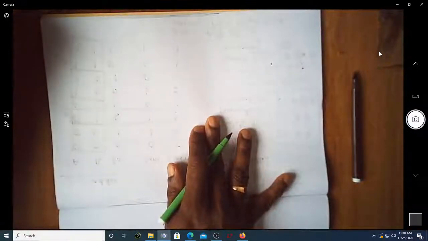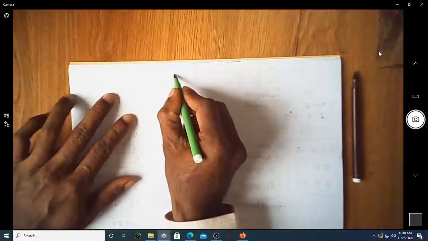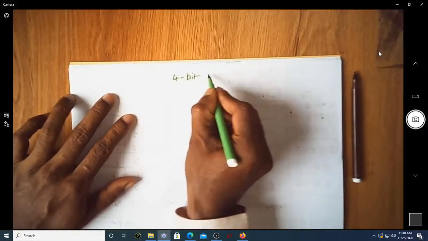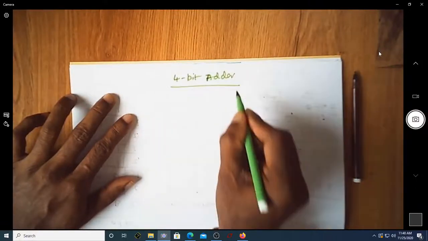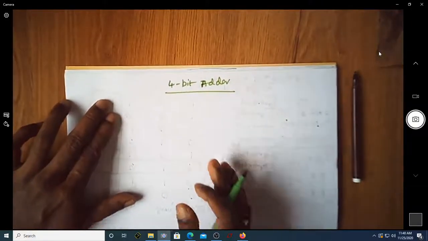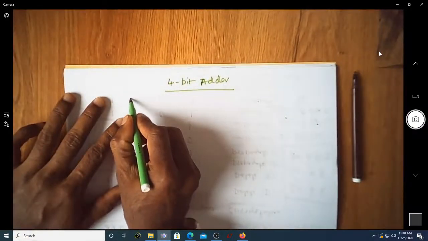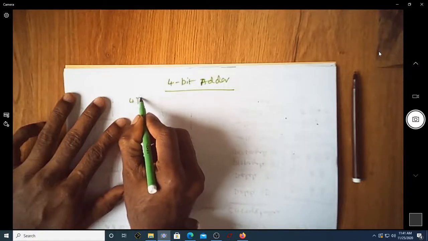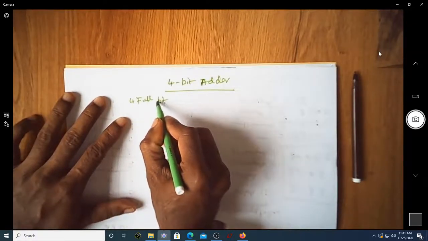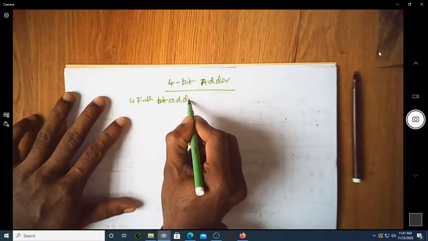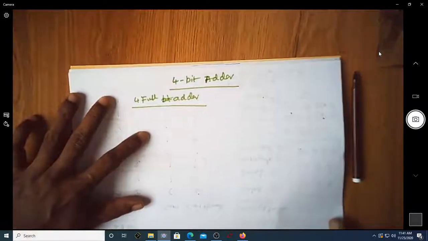So we'll just move on to implementing a 4-bit adder. Let me try to implement a 4-bit adder. When I say 4-bit adder, I'm going to use 4 full adders. Let's say there are 4 full adders required.